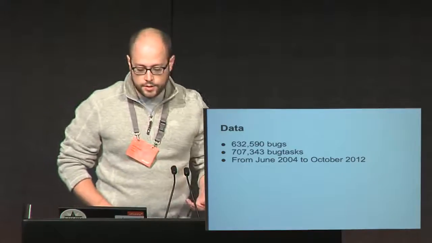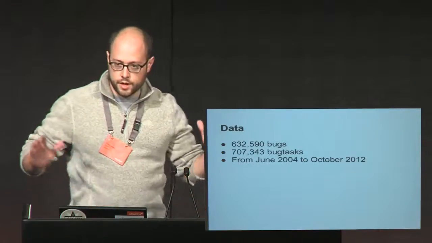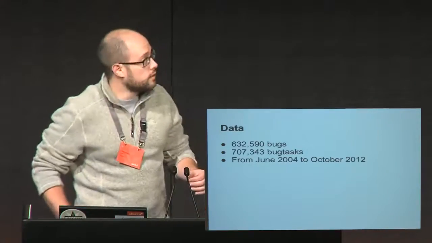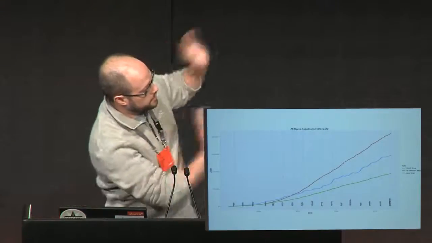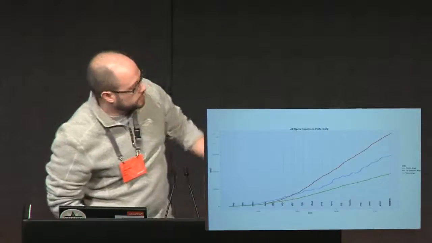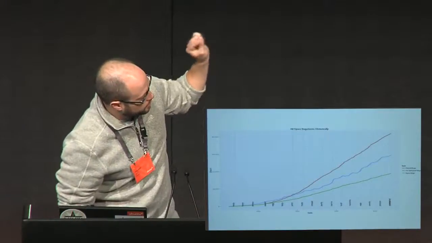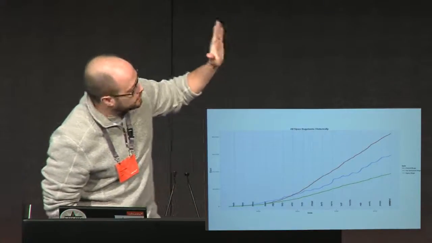For the data, I downloaded 600,000 bugs. I downloaded 700,000 bug tasks, and that covered dates from 2004 to 2012. So here is the history of Ubuntu bugs. That blue line shows the current open bugs at that time and date.